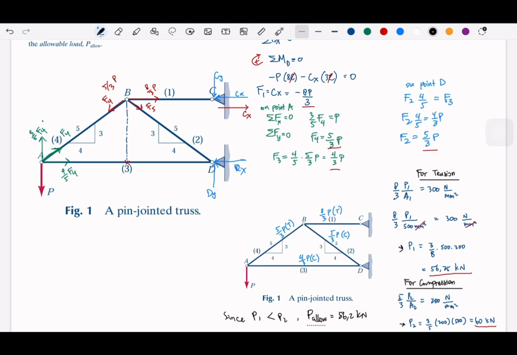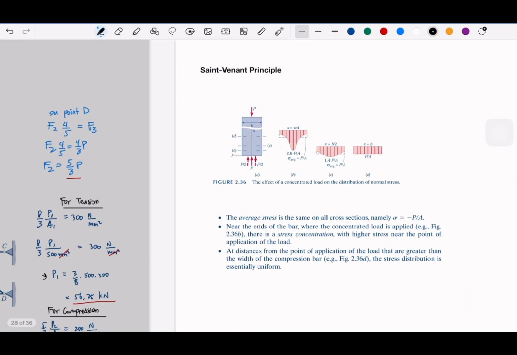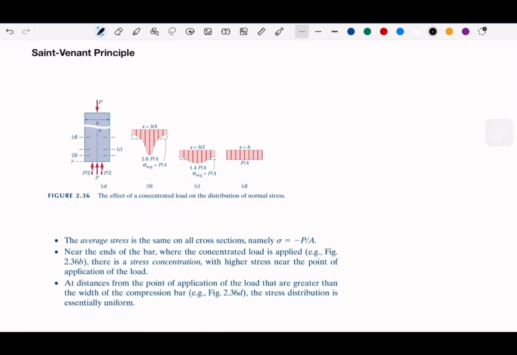Okay, now I would like to move to the next subtopic, which is, I think, just a short mention about the Saint-Venant principle. So if you could see from the picture, this is how the concentrated load, okay, so we have a concentrated load on the distribution of normal stress. Let me write here.